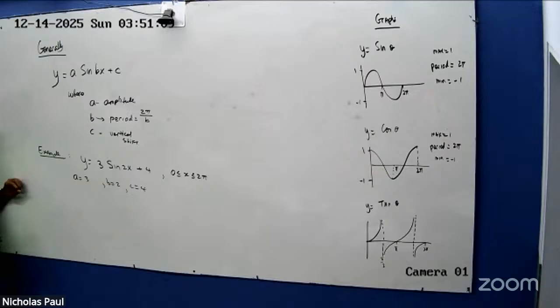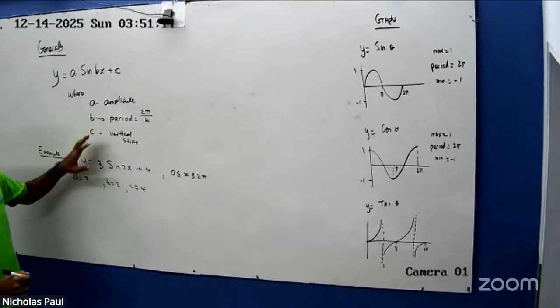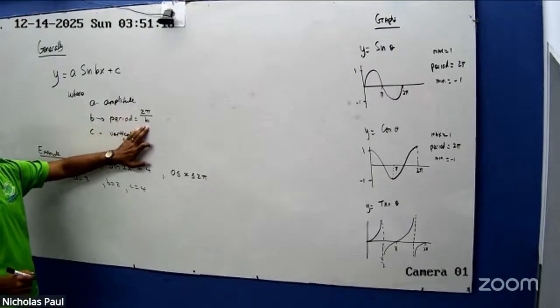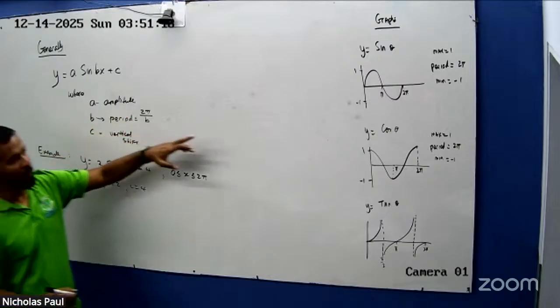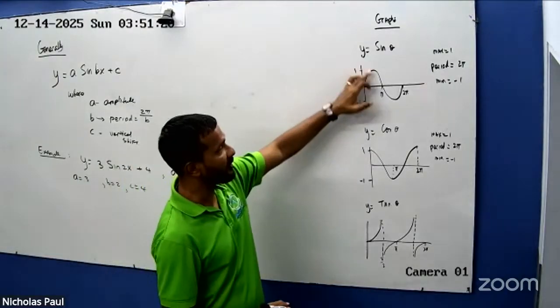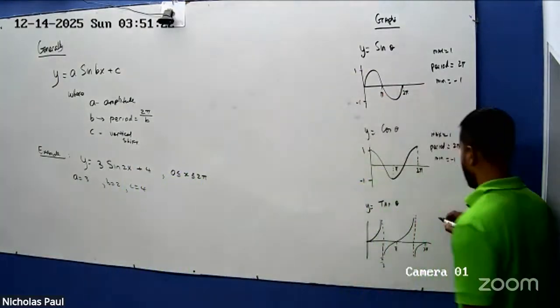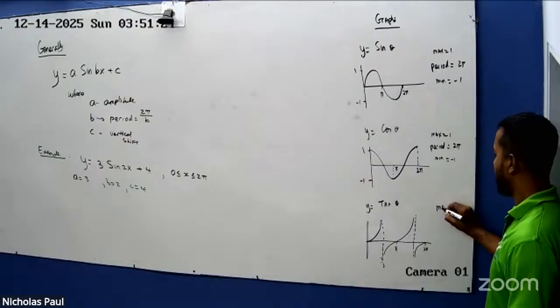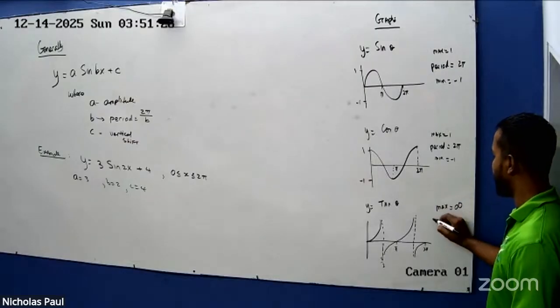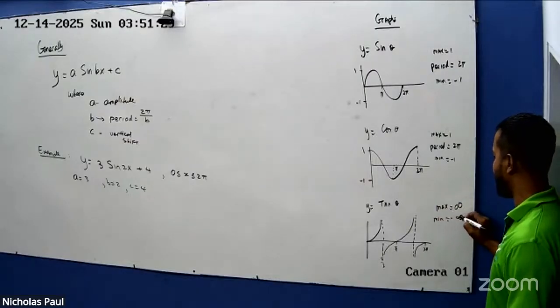Ready? So the period is 2 pi, and period is how long one cycle would take. This is one cycle here. I forgot to write that here for you. Your max value is infinity. Your minimum value is minus infinity.